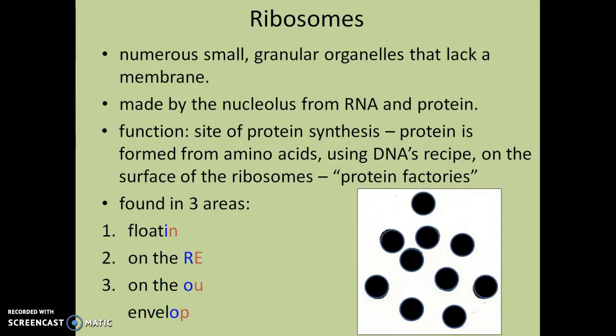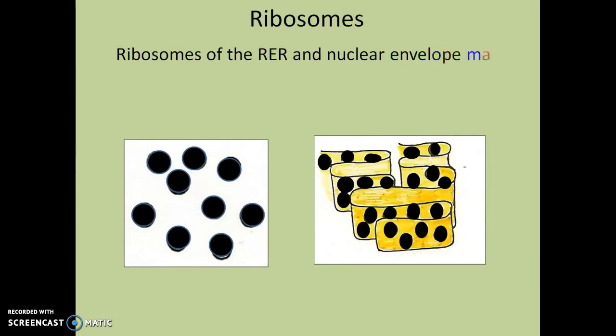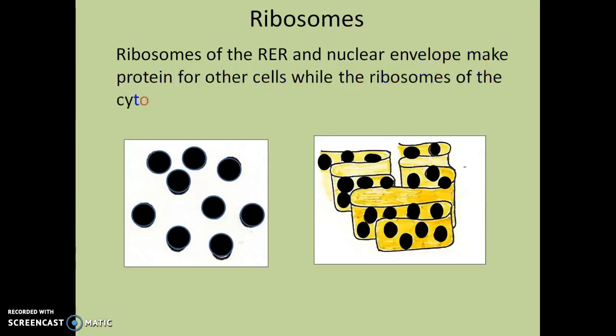They're found in 3 areas of the cell. You're either going to find them floating in the cytoplasm freely, on the rough endoplasmic reticulum, or on the outside of the nuclear envelope. Ribosomes of the RER and the nuclear envelope make protein for other cells, while the ribosomes of the cytoplasm make protein for that same cell that it's already within.